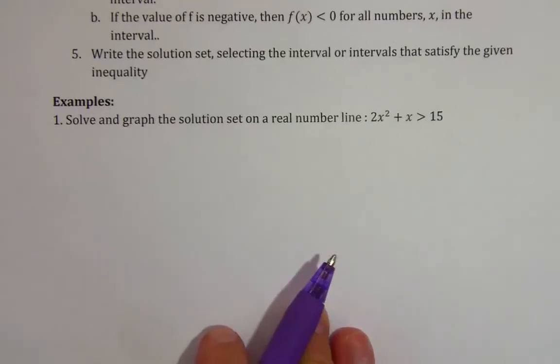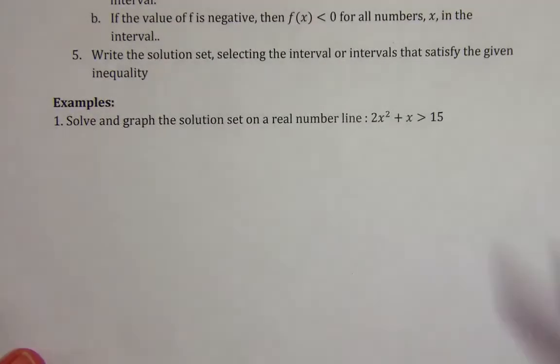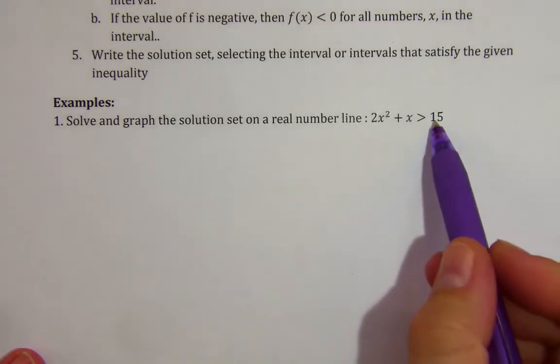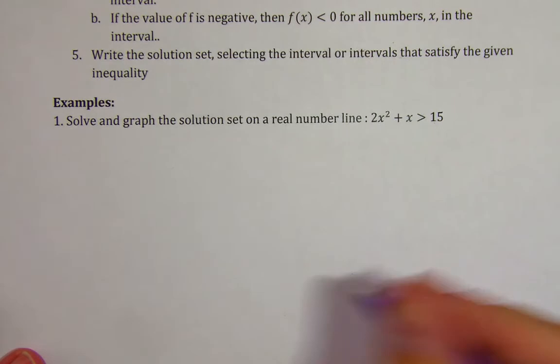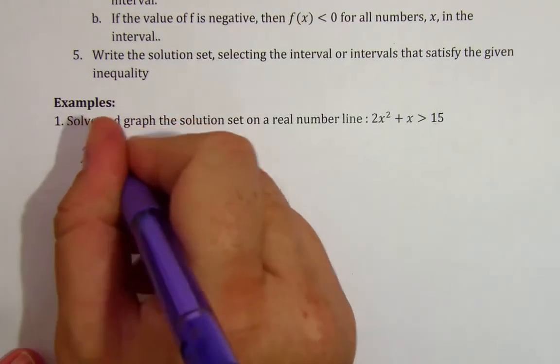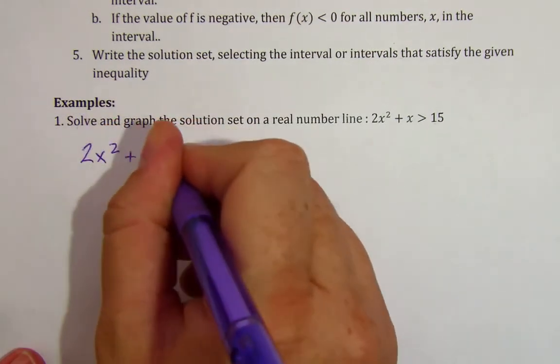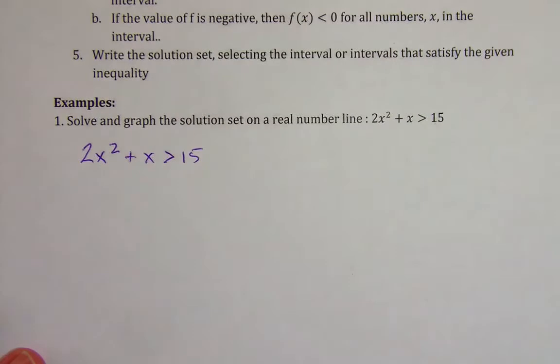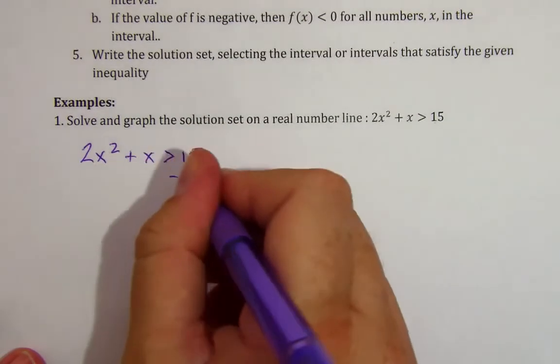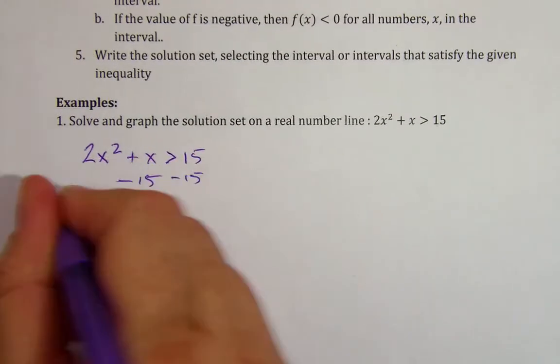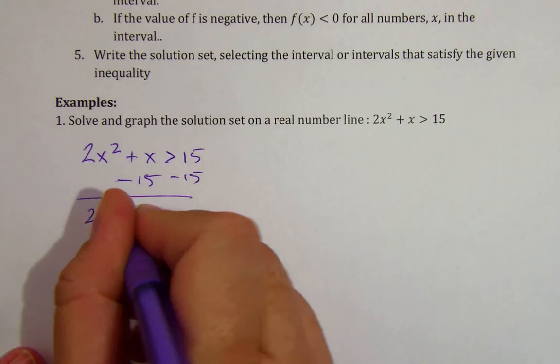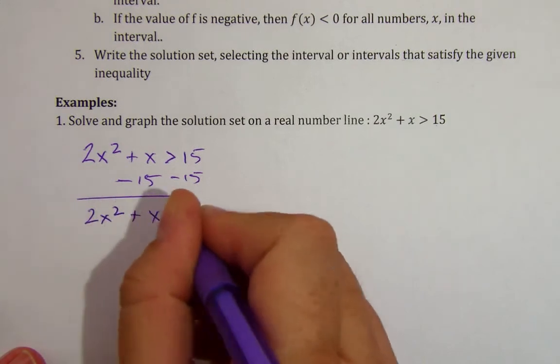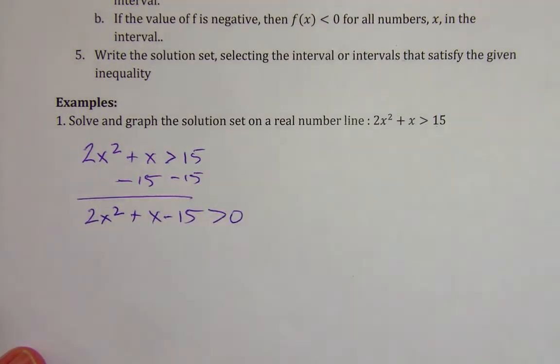So let's go ahead and get started with an example. Here we have 2x squared plus x greater than 15. The first thing I want to do is get 0 on one side. Subtracting 15 from both sides, we get 2x squared plus x minus 15 greater than 0.